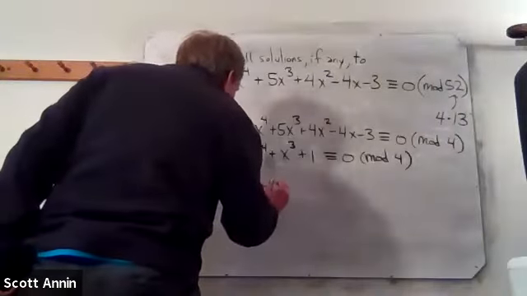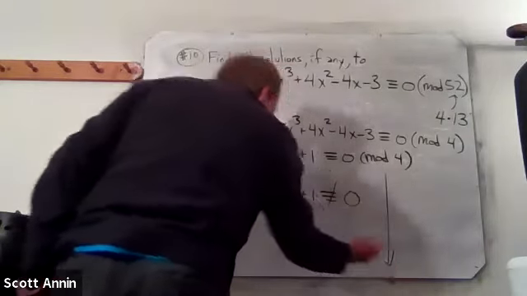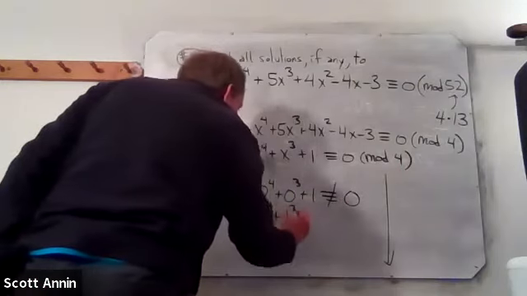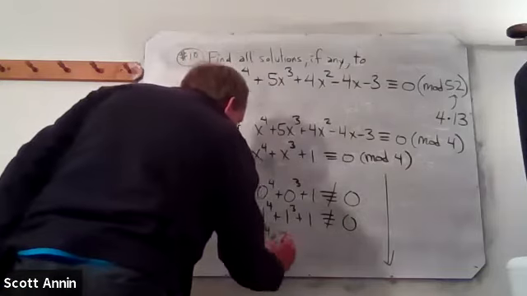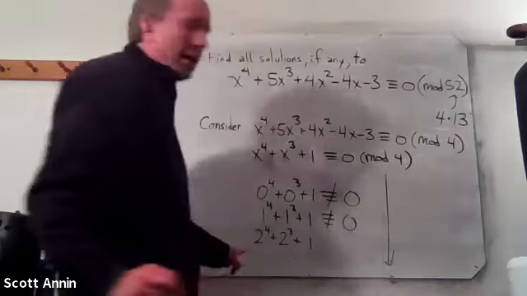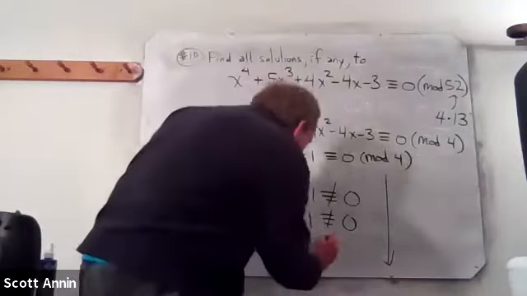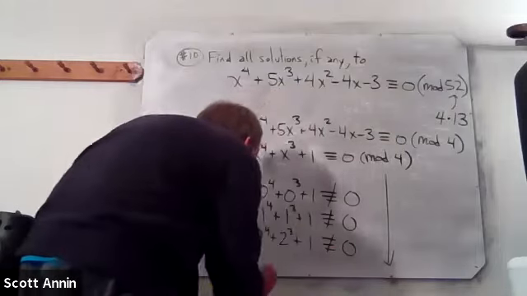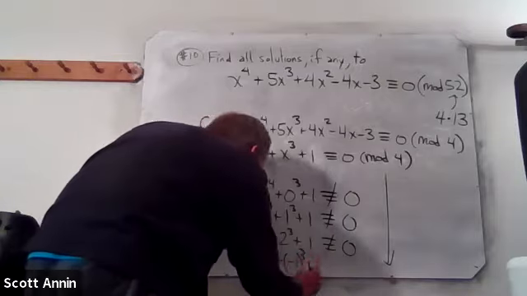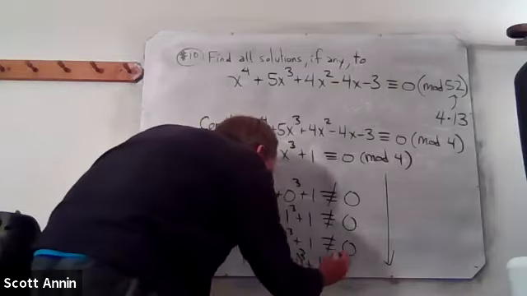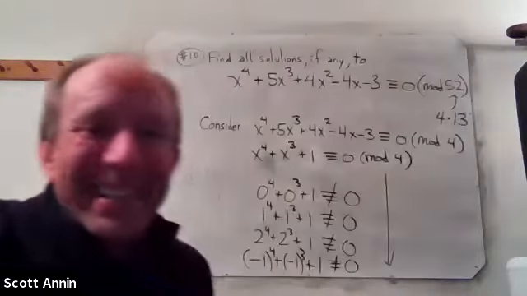So 0 to the 4th plus 0 cubed plus 1, that doesn't work. These are all in mod 4. 1 to the 4th plus 1 cubed plus 1, that doesn't work. 2 to the 4th plus 2 cubed plus 1, you got to work this out a little bit. 16 plus 8 plus 1 is 25. That doesn't work. And finally, -1 to the 4th plus -1 cubed plus 1 in mod 4. That doesn't work. None of them work.